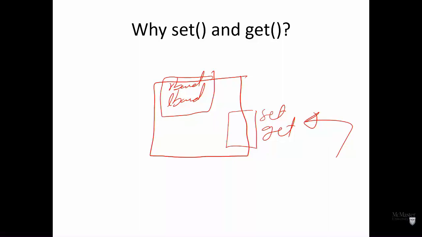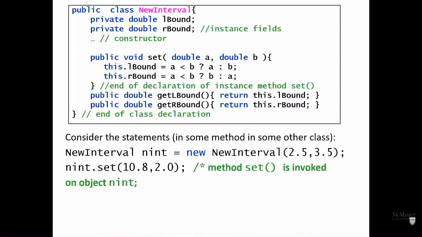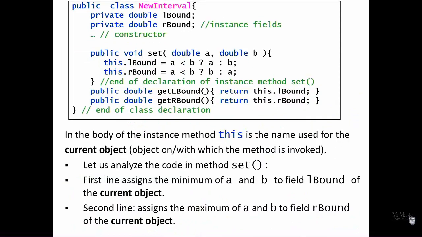Is there any question? Okay. So another thing we have here is, so we had the get L-bound, R-bound, and then the set that I just explained, but also we have another thing which we call a constructor. What is a constructor of a class, right?